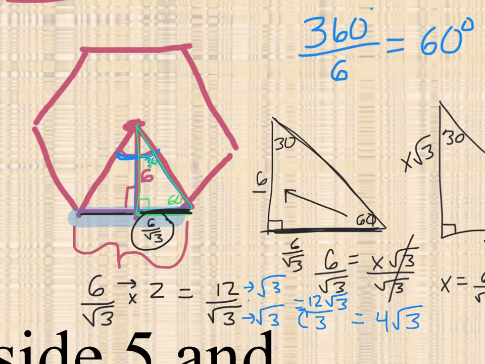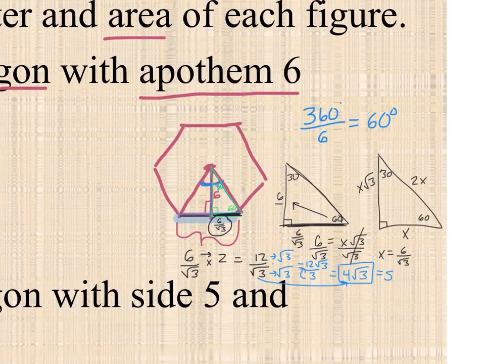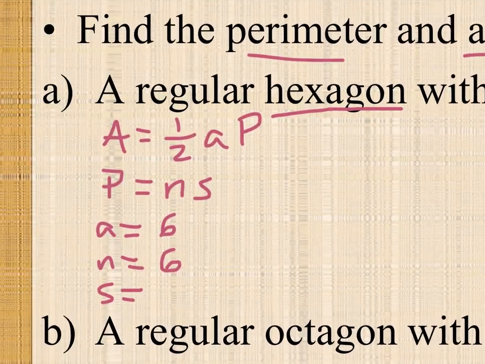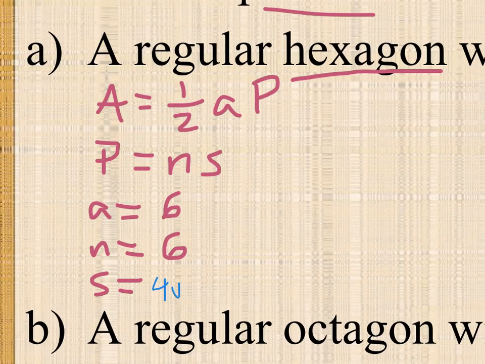So all of this from here to here is just rationalizing it in order to get that square root out of the denominator. So our length of our side is 4 square root 3.